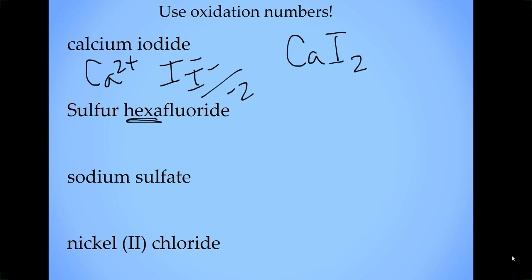Let's look at the next one, sulfur hexafluoride. That hexa is a big clue here that I have nonmetals that are bonded together and making a molecule. So all I have to do is write how many they tell me to write. So I have SF6.